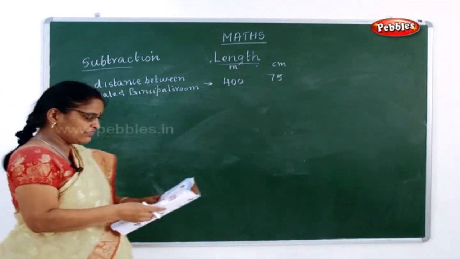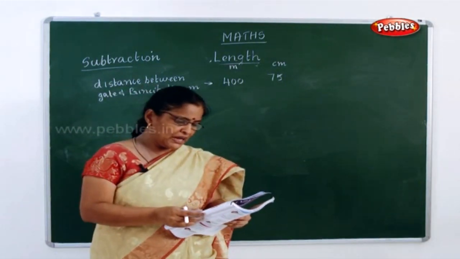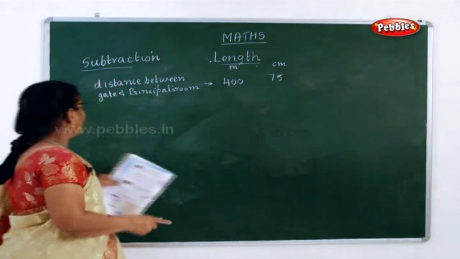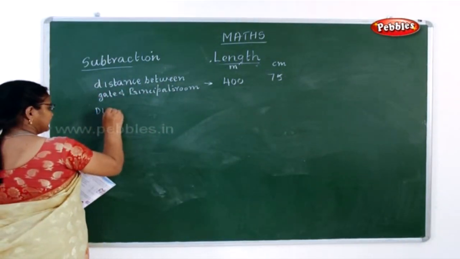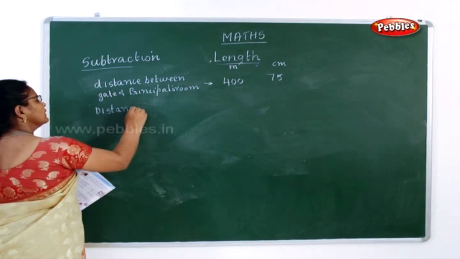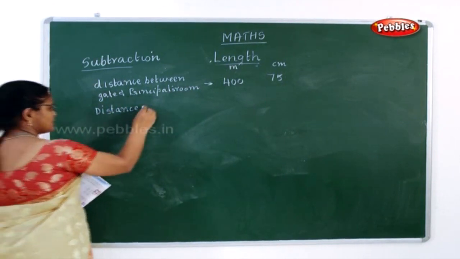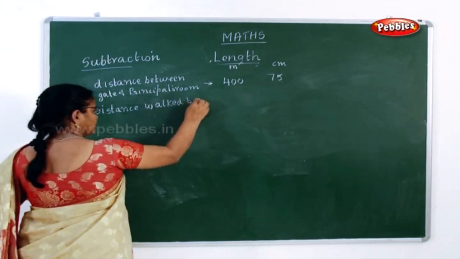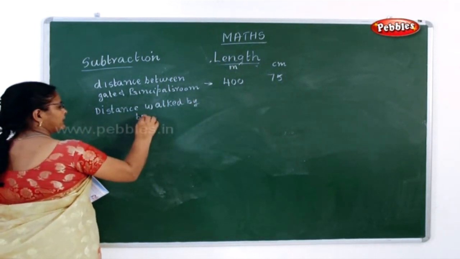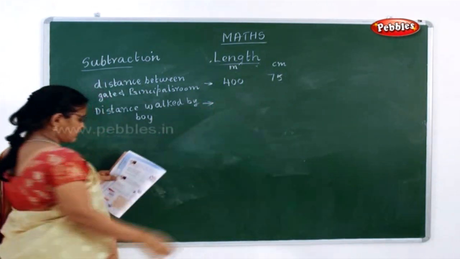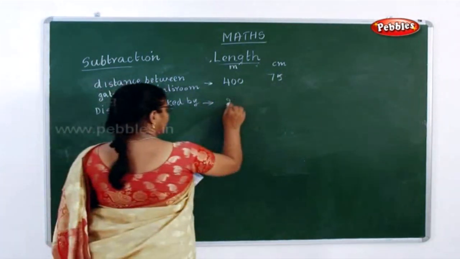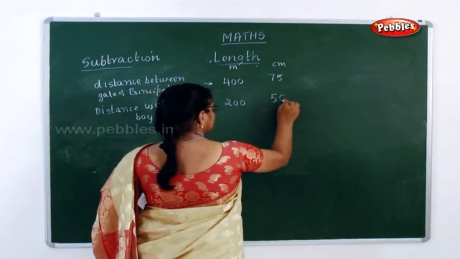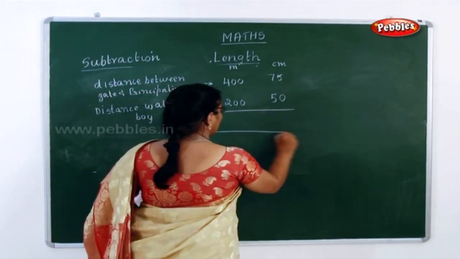Now what is the next thing they have given in that sum itself? A boy has walked 200 meter and 50 centimeter. Now what will you write? Distance. He has walked. The distance means what? The length he has walked. So it is the distance walked by the boy from the school to the gate. So what is the distance walked by the boy? It is 200 meter and how many centimeters? It is 50 centimeters.